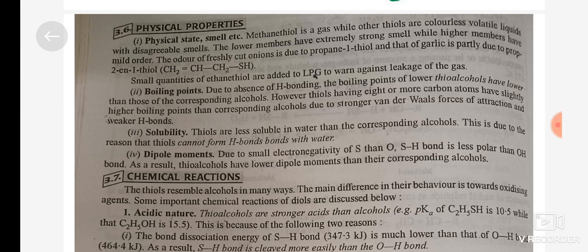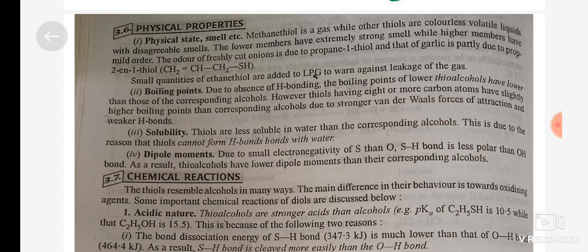Second, boiling point. Due to absence of hydrogen bonding, the boiling points of lower thiols are lower than those of the corresponding alcohols. However, thiols having 8 or more carbon atoms have slightly higher boiling points than corresponding alcohols due to stronger van der Waals forces of attraction and weaker H bonds.